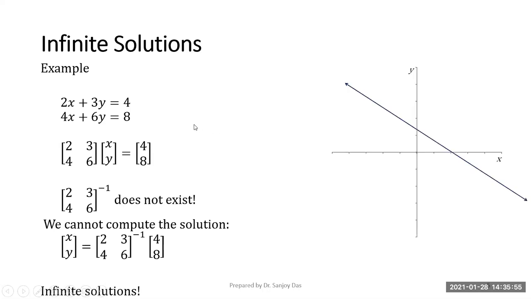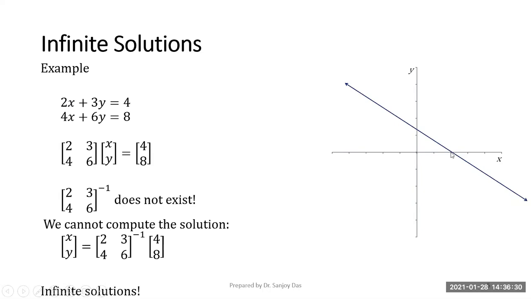Geometrically, this is what's happening. Both these equations are actually the same straight line. The second equation here is nothing but twice the first expression, correct? So the two lines overlap. Therefore, any point along that line is a solution. Therefore, there are infinite number of solutions.